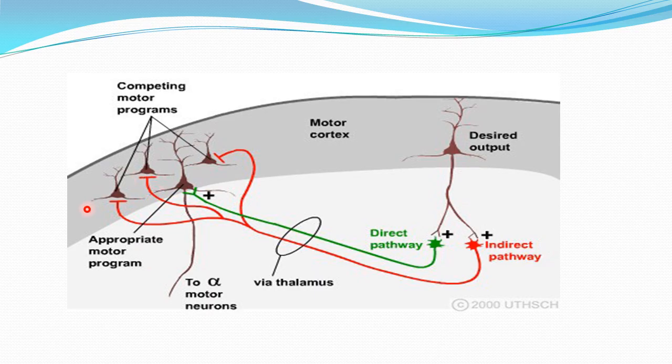Appropriate motor program. Competing motor program and appropriate motor program through corticonuclear and corticospinal fibers. Here is the alpha motor neuron; this is corticospinal fiber which goes to the alpha motor neurons. Okay.